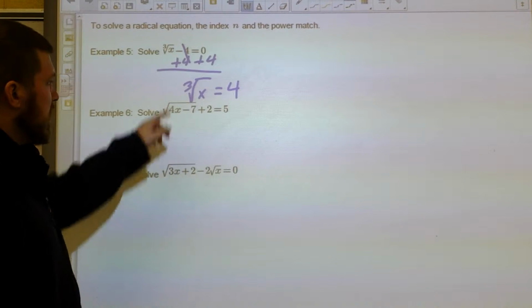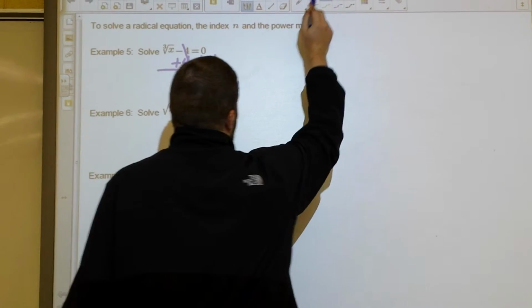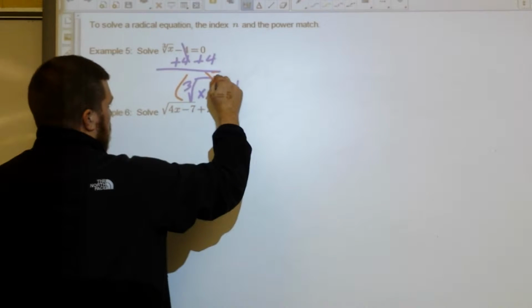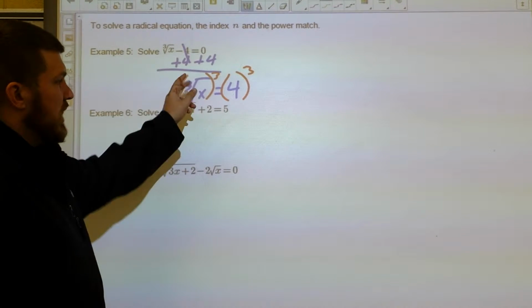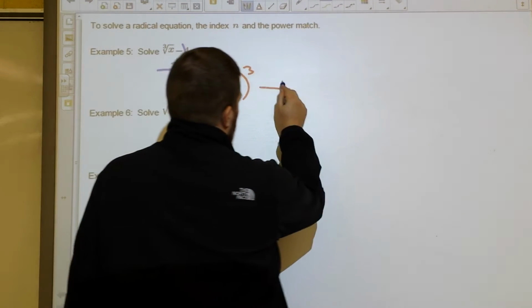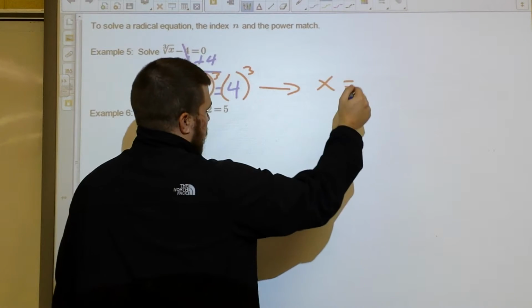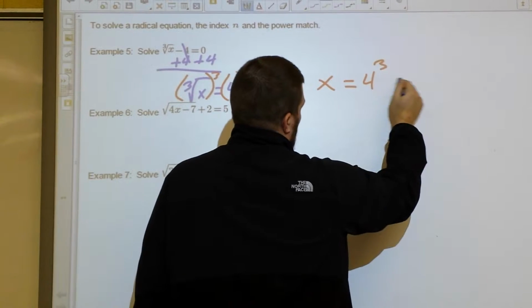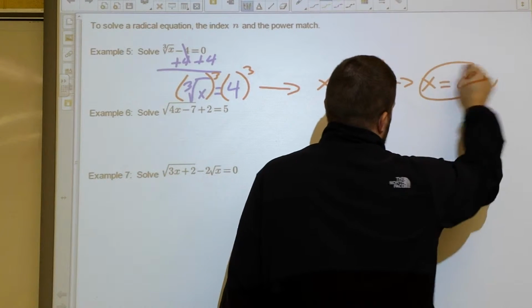As soon as I do that, I see that my index is 3, so that means I'm going to need power 3 on each side, because what you do on one side, you've got to do on the other, to cancel it out. So power 3 and index 3 will cancel out, and that leaves me with x equals 4 to the third power. But 4 to the third power is 64, so x equals 64.